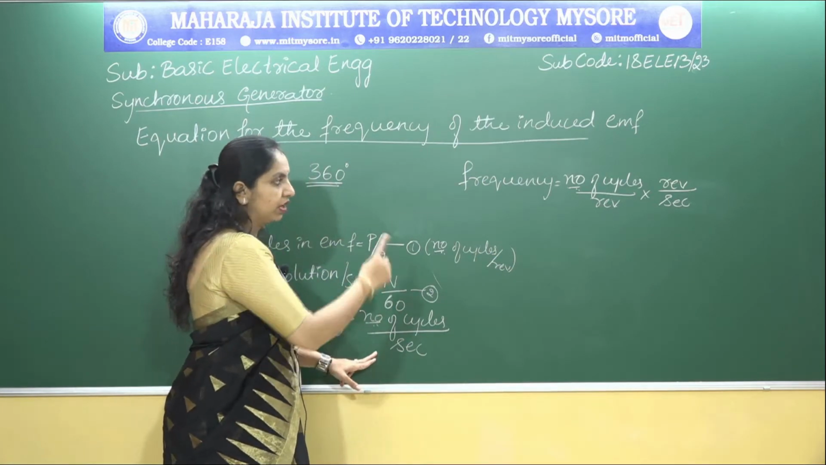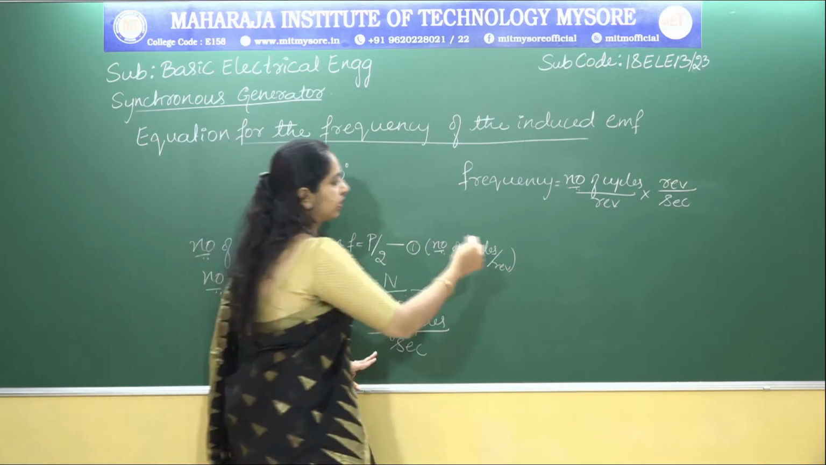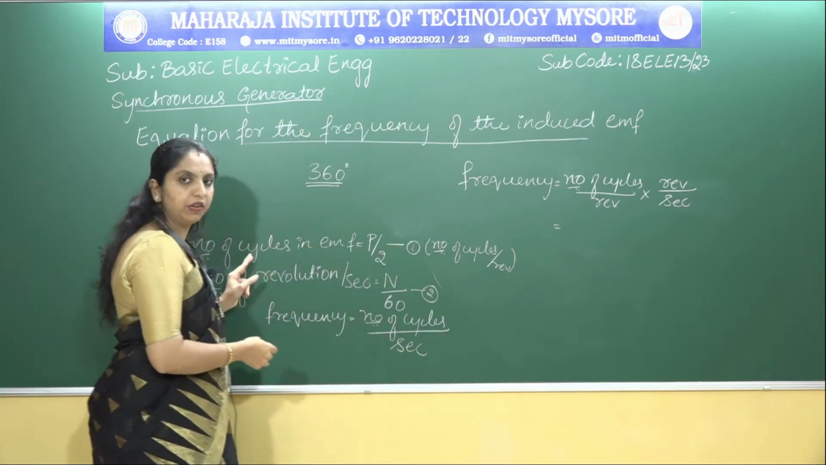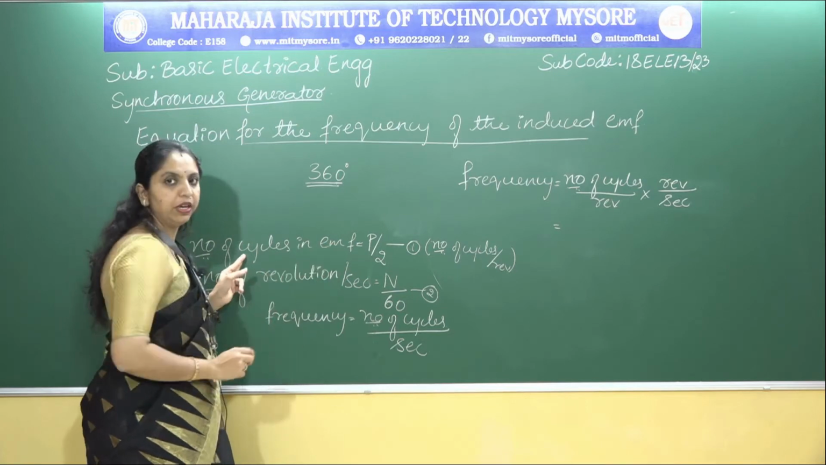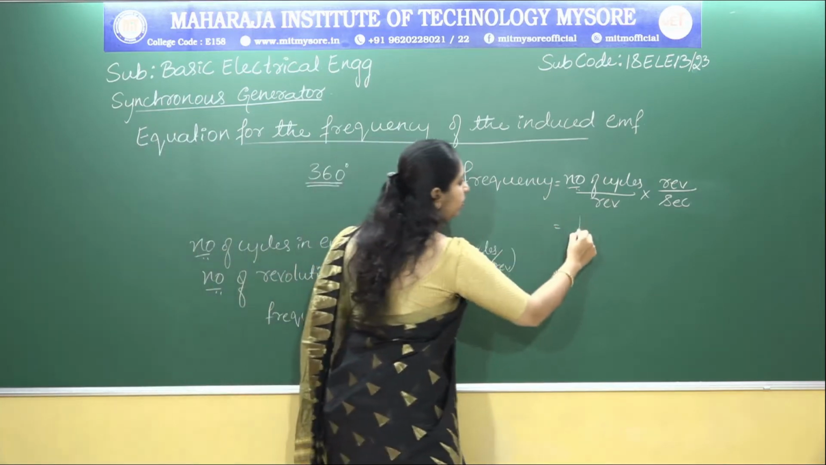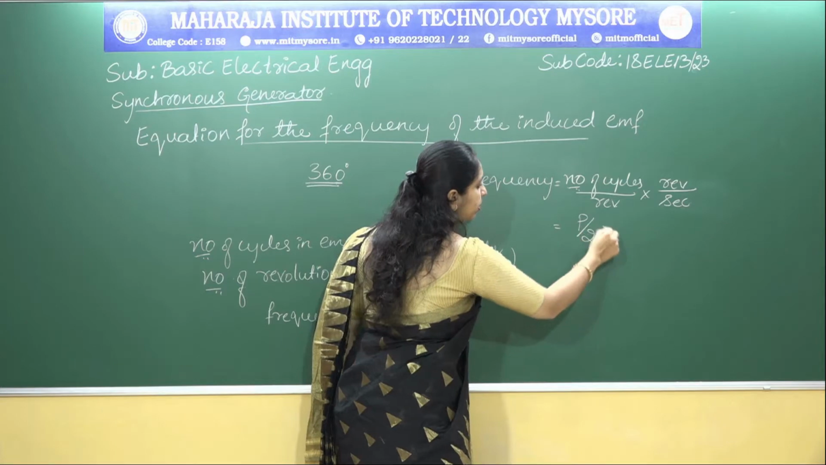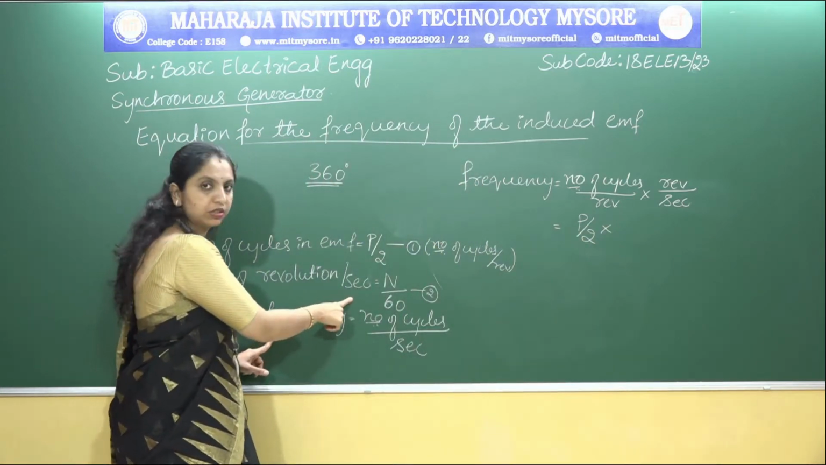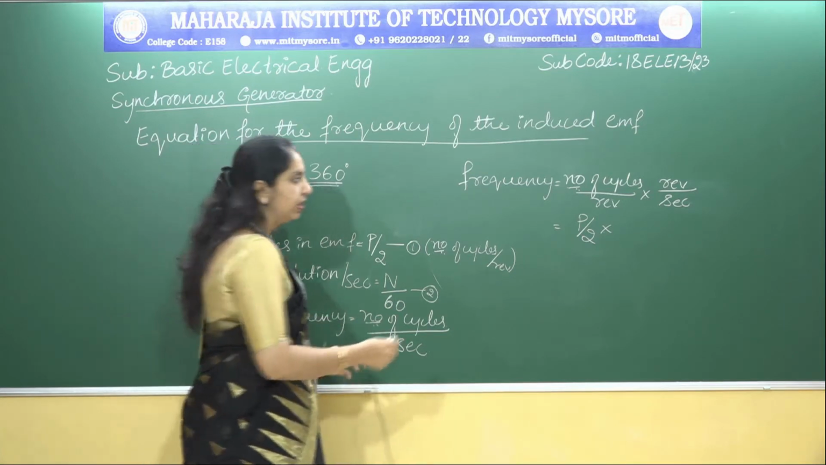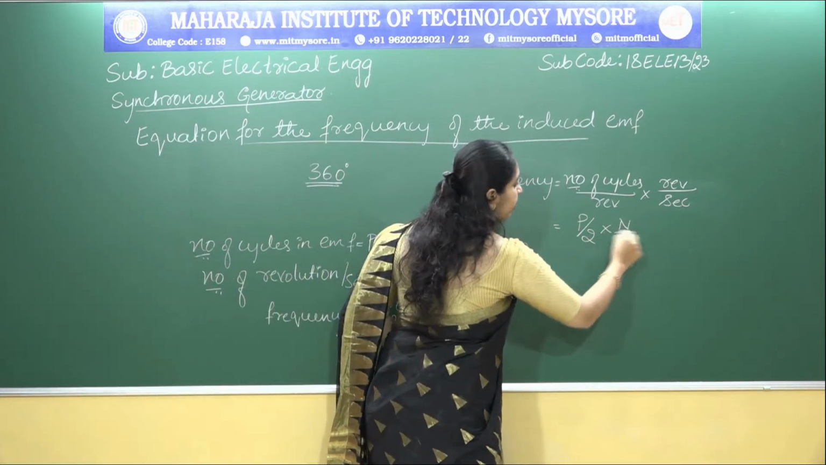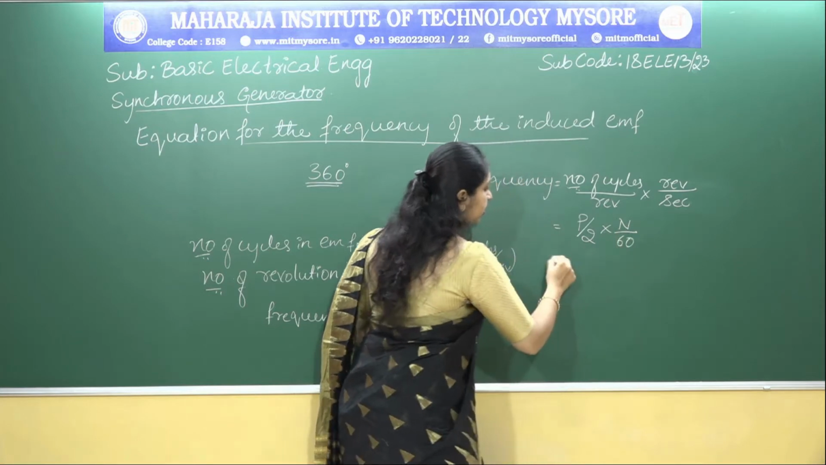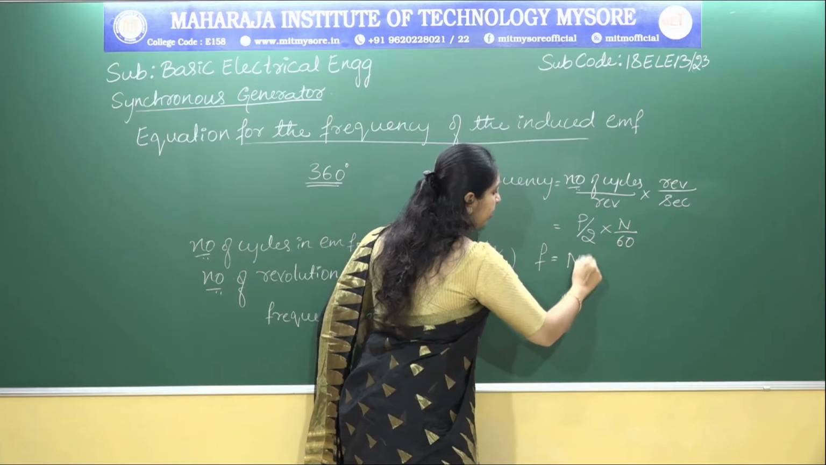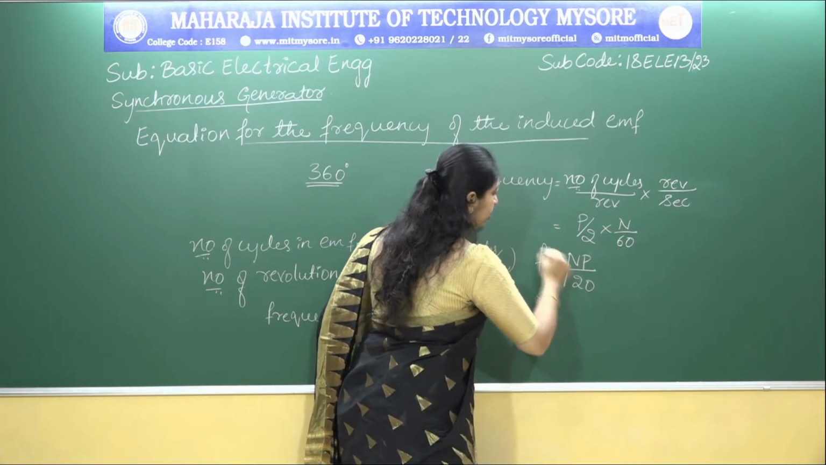So here we have taken it in two different forms. Number of cycles per revolution. Now, what is the number of cycles per revolution? As we have already defined in equation 1, that is P divided by 2. So the number of cycles per revolution is P by 2, into what is the number of revolutions per second? The number of revolutions per second is n divided by 60. So what is frequency then? Frequency is equal to nP divided by 120.